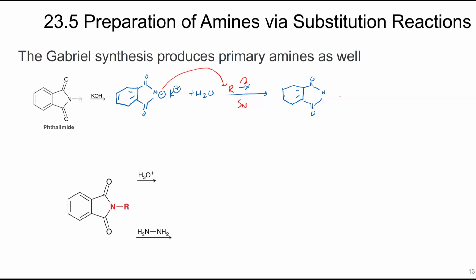And then we get an R group there. So you have your R group. Once you've made your R group, you can add acid to that. So acid, if you remember, will hydrolyze. Acid will hydrolyze your amides. So we would get benzoic acid.